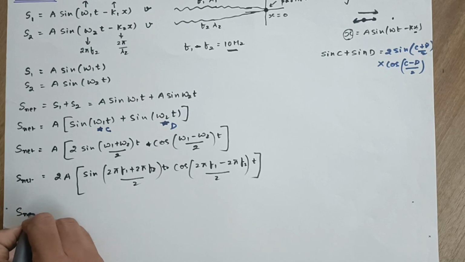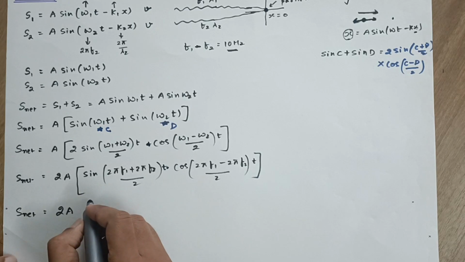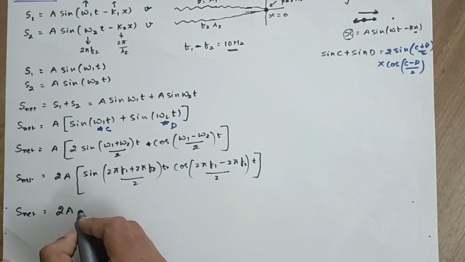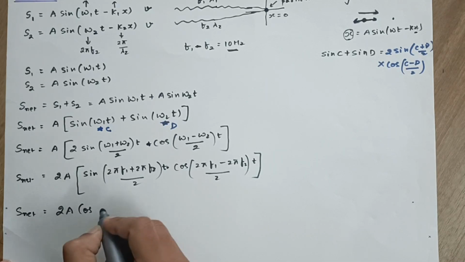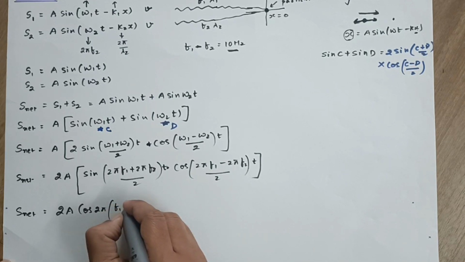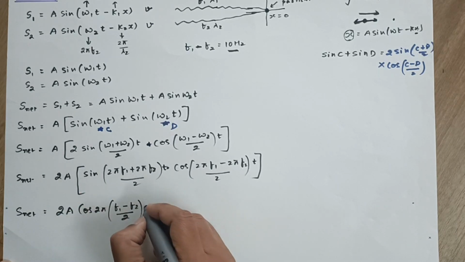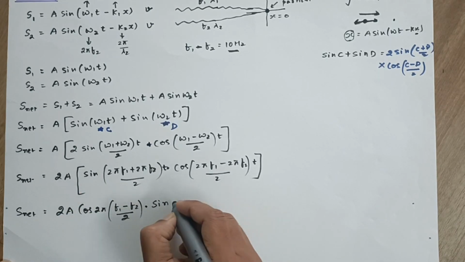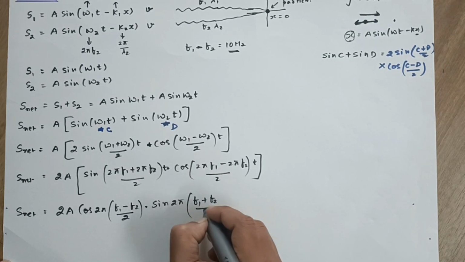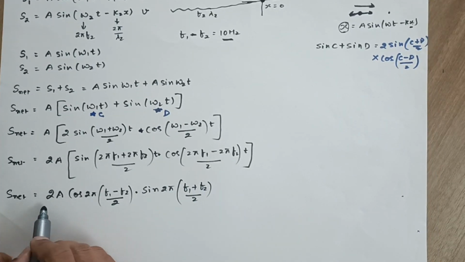Let's write this again. S net is equal to 2a. I'm just rearranging. Now I will explain what I am going to do here. This part, that is this 2 pi, needs to be taken common here. So cos, this becomes 2 pi, this is (f1 minus f2)/2. Then we have this sine function, that is sine 2 pi in bracket (f1 plus f2)/2.